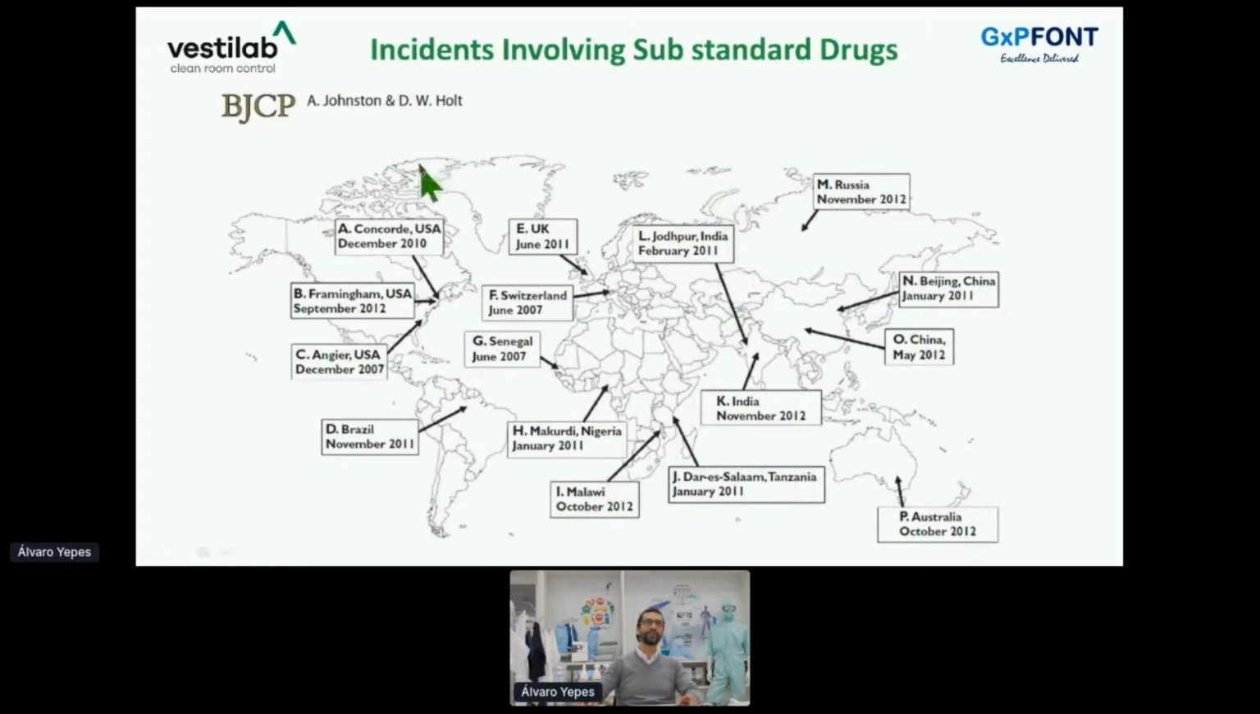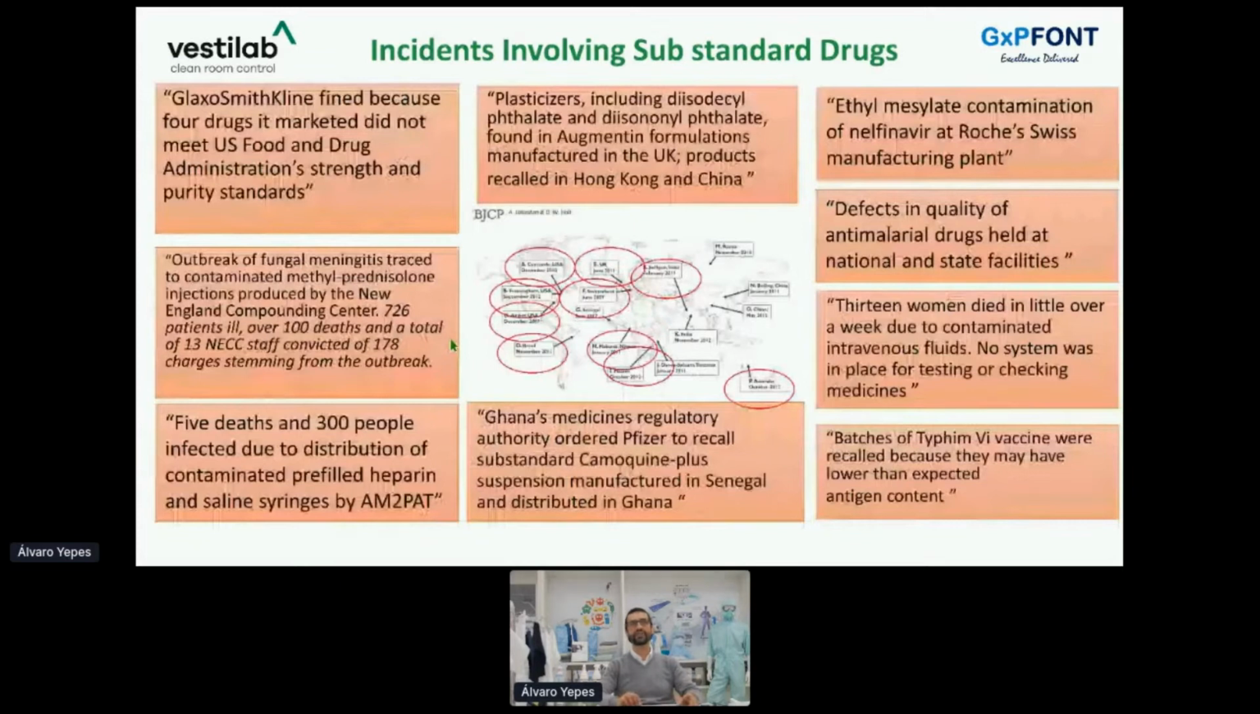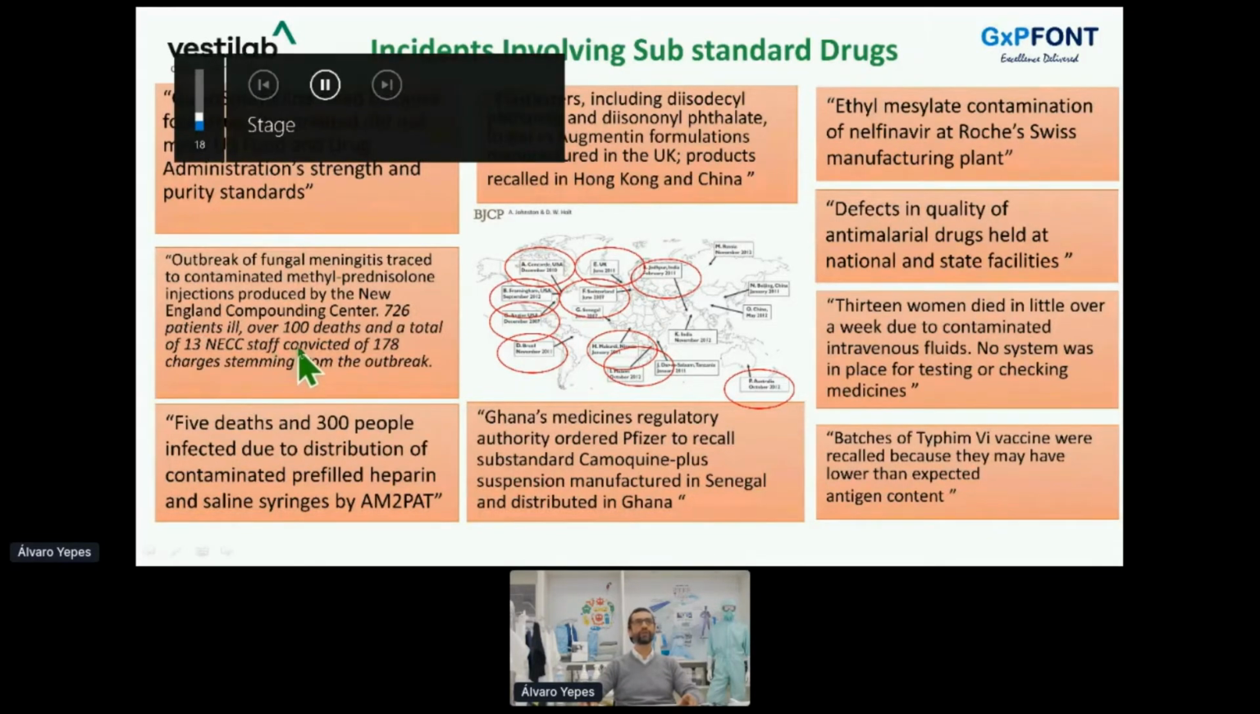This map shows different situations that have been presented in the market involving substandard drugs in the past. This is just a summary. This presentation will be available to you. But of these cases that are highlighted here, probably the best known and the most commonly known is the outbreak of fungal meningitis due to a corticoid anti-inflammatory injectable. More than 726 patients affected, of which over 100 deaths.